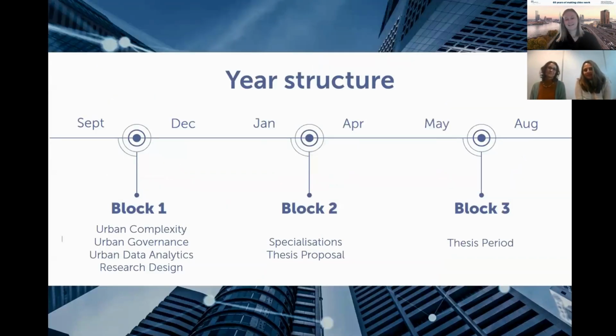Okay, let's look at the structure of the academic year. We usually start on the 1st of September, and the first block starts in September and ends around Christmas in December. This part we call the core period. During this time, you have classes with all the other specializations. So regardless of your chosen track, you will have the same courses as the other master tracks, namely urban complexity, urban governance, urban data analytics, and research design.